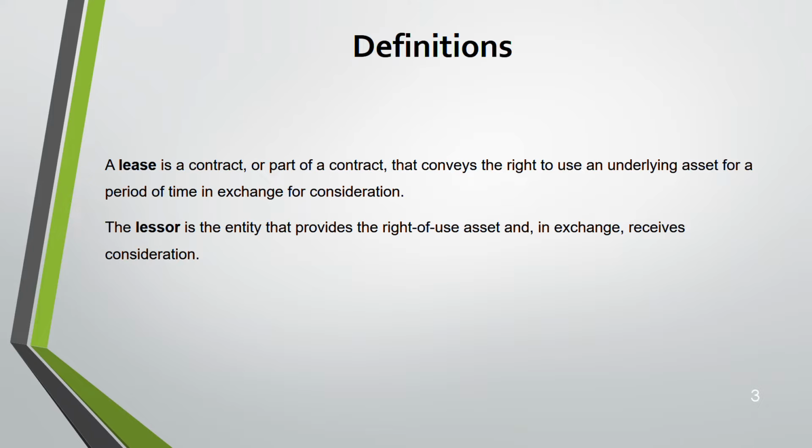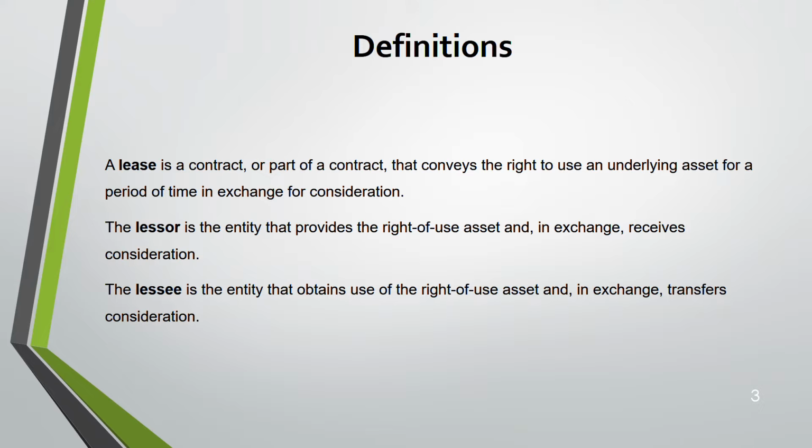So here also we have two. One is known as lessor. Lessor is the entity that gives that right of use asset to another entity. And in exchange, lessor receives consideration. And lessee is the second person, the entity who is obtaining this right of use asset and paying consideration to the lessor. So I hope now you can visualize this whole lessor and lessee thing. Do not get confused with these two.